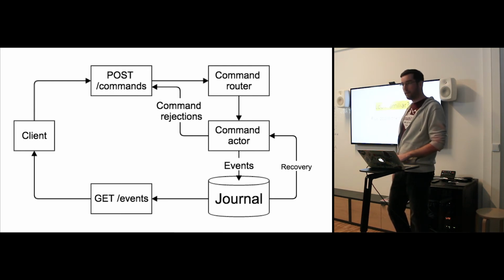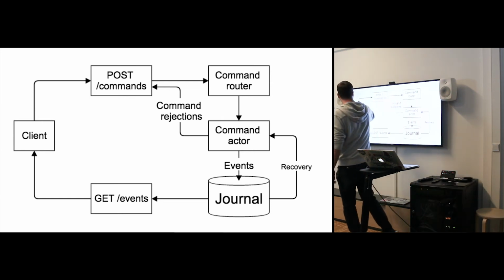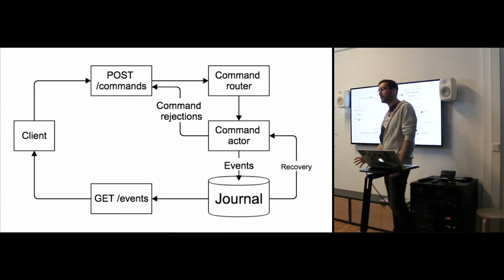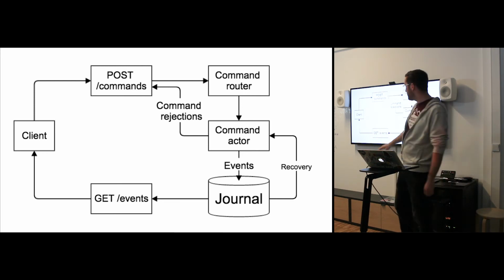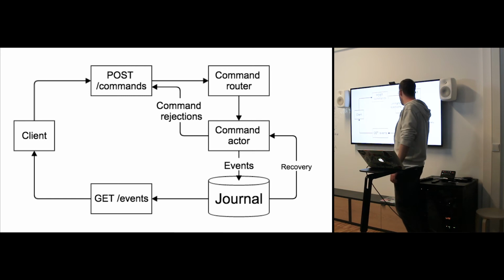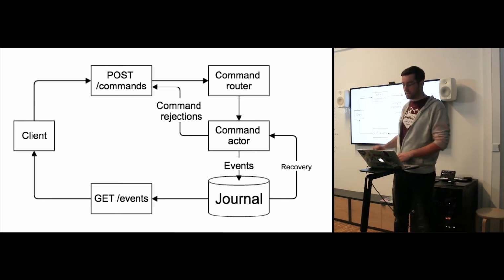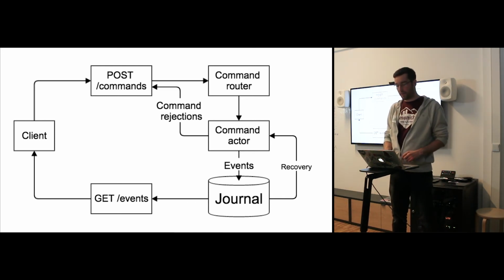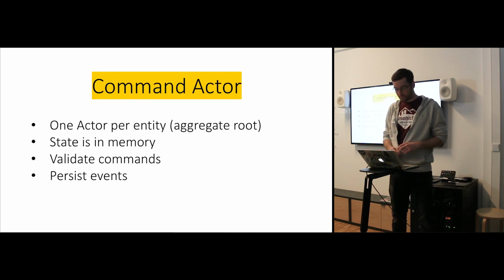So does this look familiar? It's kind of a flux loop in the backend. If we look back, it's just extending the Redux cycle to the backend as well. And this is why it makes it relatively simple. If I were to rename commands to actions, the journal to state, and events to, I don't know, the command actor is kind of your reducer in some way or another. It makes sense and is very nice to work with.